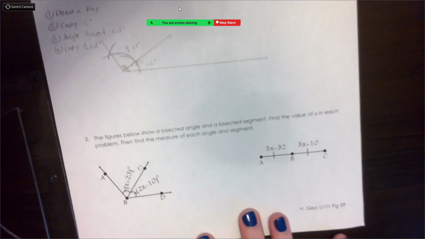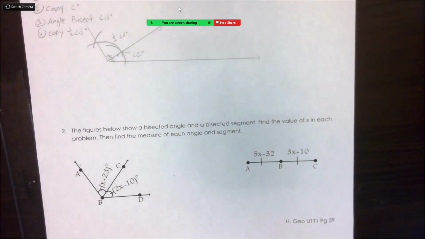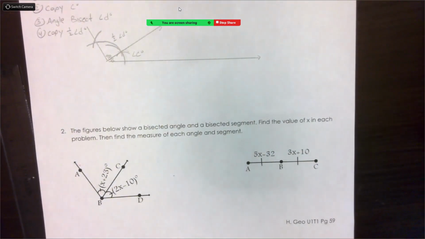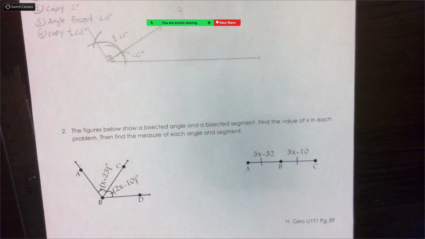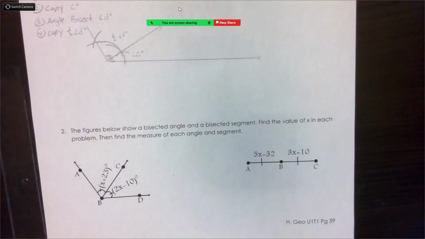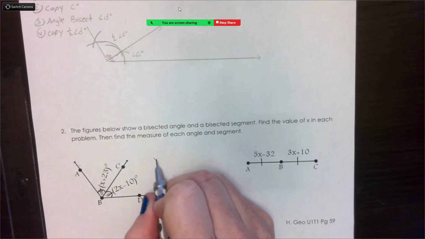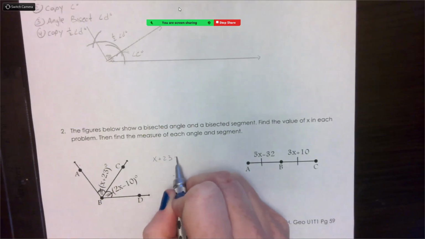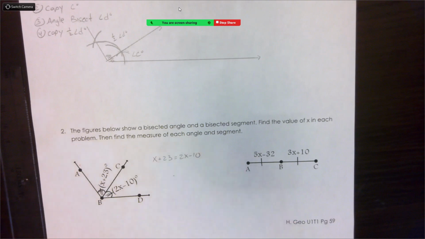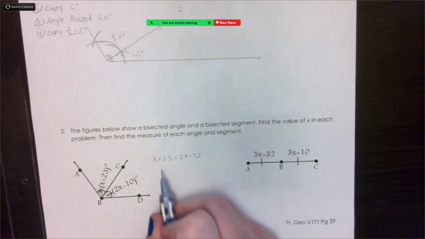So we go on to problem number 3. This one's actually significantly easier. The figures below show a bisected angle and a bisected segment. Find the value of x. For this problem, we don't need a compass and we don't need a straight edge. What we're being told is that this angle here is of equal measure, meaning it is congruent to this angle over here. So I can set their two measurements equal to each other and then just algebraically solve.